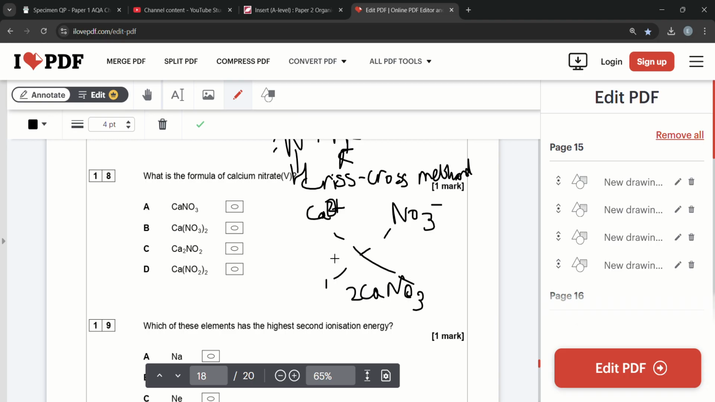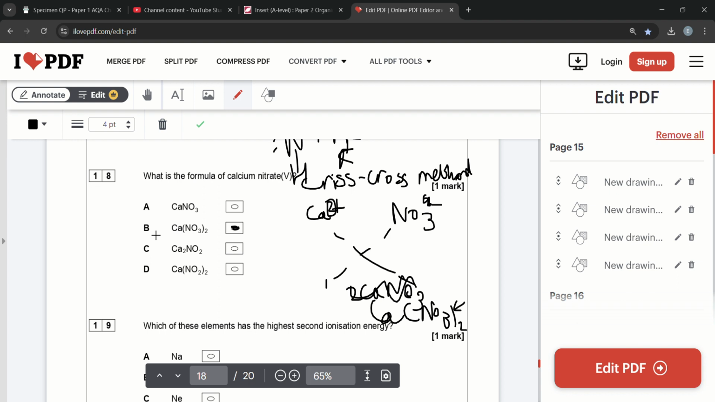The reason is that if it was that, then this would have to be 2 as well. It's not. This means that this 2 goes to NO3, so we've only got 2 NO3s. So it's going to be Ca, NO3, and a 2 on the outside. So we're just suggesting that we only have 2 NO3s, not 2 calciums as well.